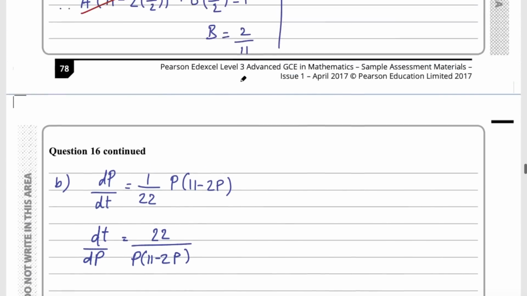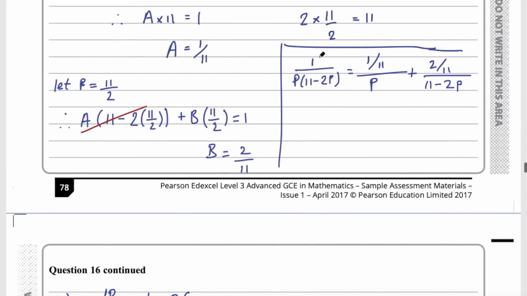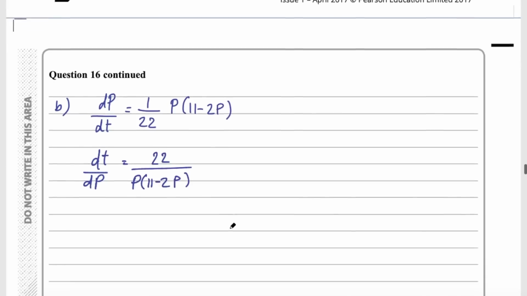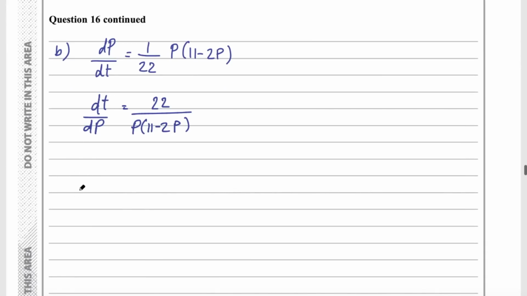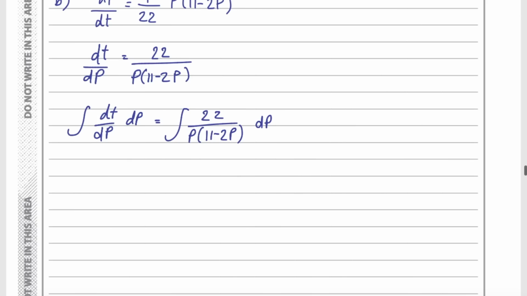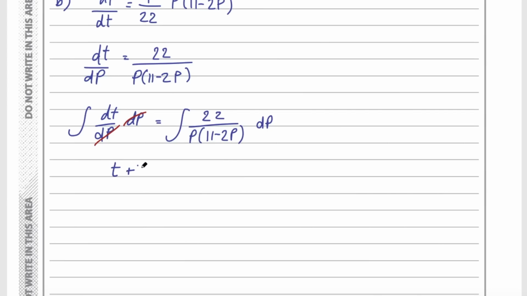You'll notice that looks similar to part A, what we started with. In part A, we had 1 on the top line. Now we have 22 on the top line. We're still trying to get t by itself, so now we need to take the integral or the antiderivative. So the integral of dt on dp with respect to p equals the integral of 22 on p multiplied by (11 minus 2p). On the left, the integral and derivative cancel out, and we're just left with t. So on the left, we've got t plus some constant, and on the right, we have this integral.